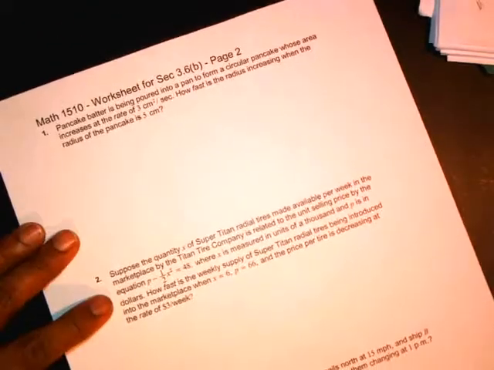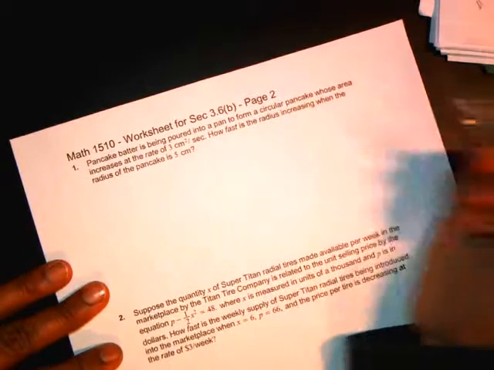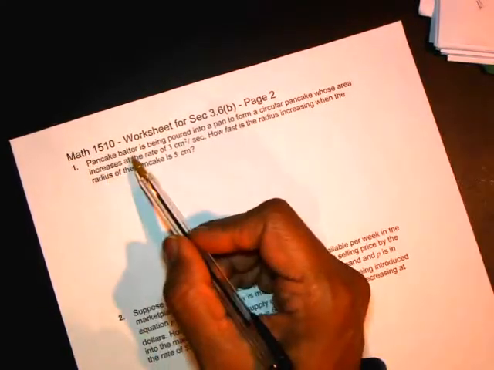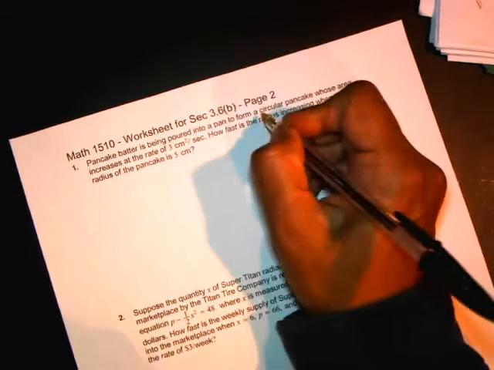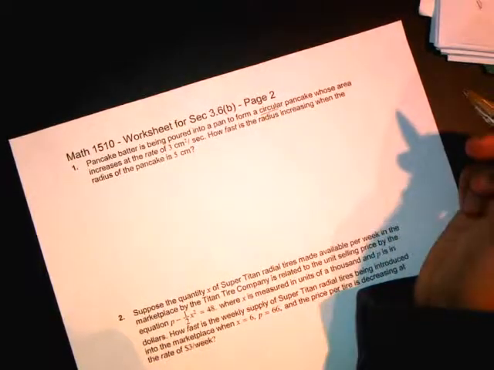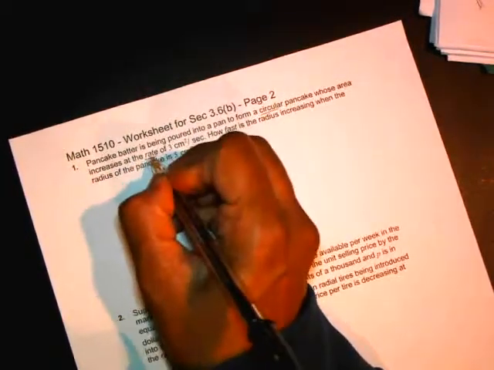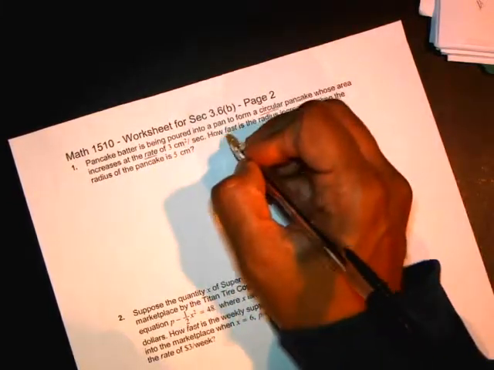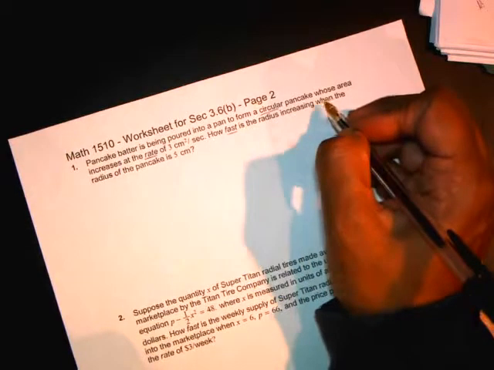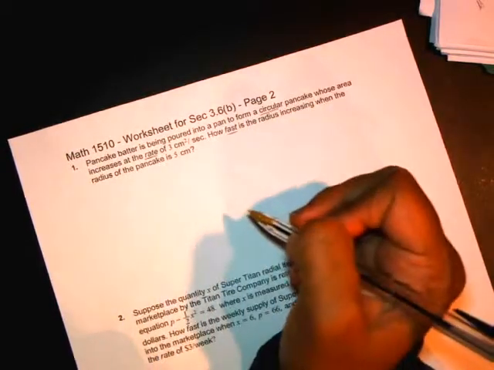Alright, now we're going to do the second worksheet for this section, and it's labeled as page 2. The first question has pancake batter being poured into a pan to form a circular pancake whose area increases at the rate of 3 centimeters squared per second. How fast is the radius increasing when the radius of the pancake is 5 centimeters?